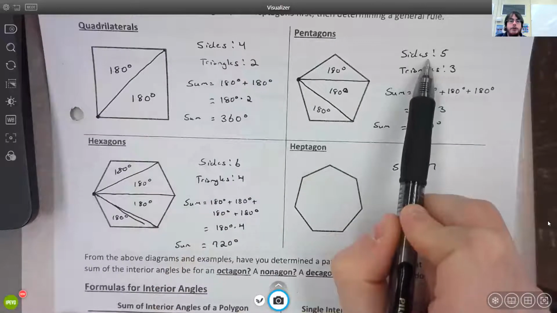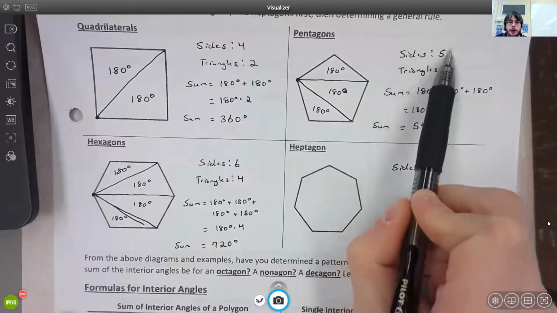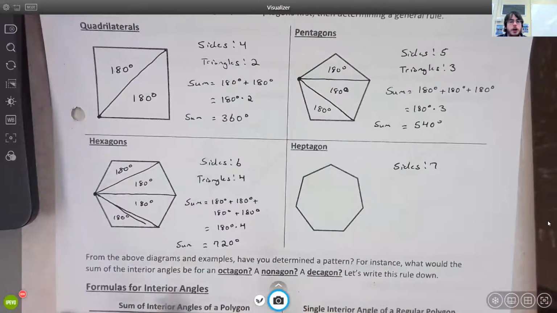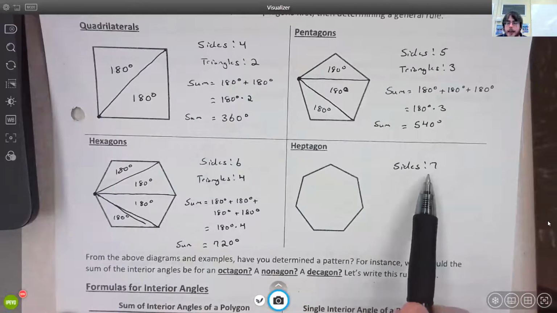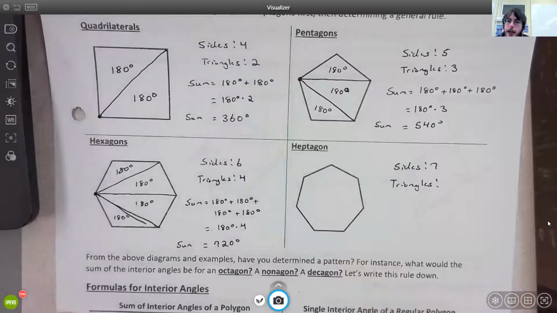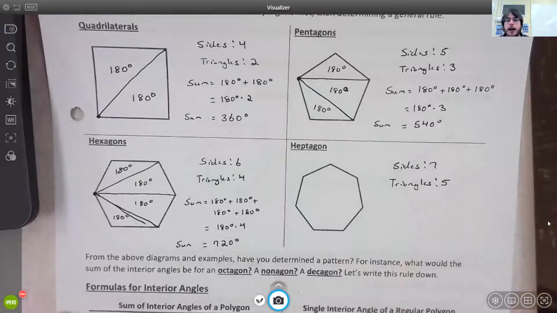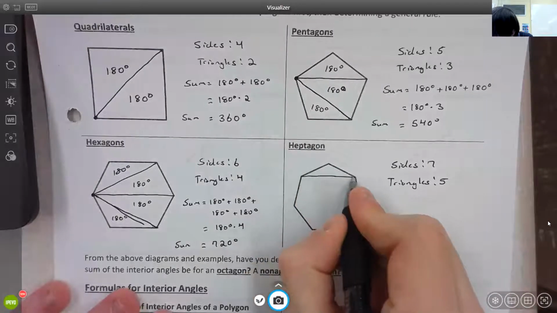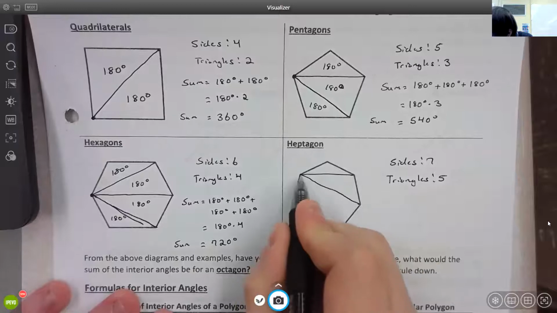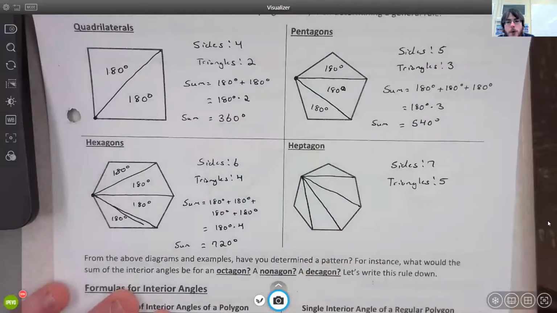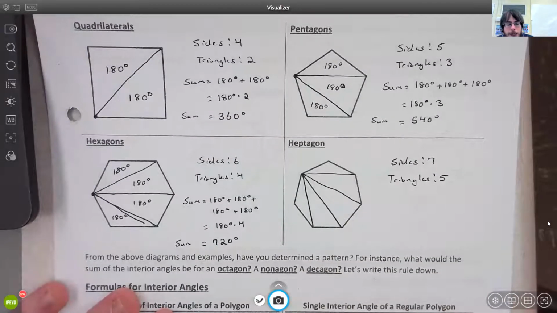All right, does the same thing hold true for the pentagons? Yes, we have 2 more sides than we do triangles. Same thing for the hexagons. So for the heptagon, you would say that our triangles would have to be 2 less than the number of sides we have, which in this case would be 5. And we're going to do that just to verify. So we've got a point here, diagonal, diagonal, diagonal, and diagonal. Does that form 5 triangles? And the answer is yes, that forms 5 triangles.